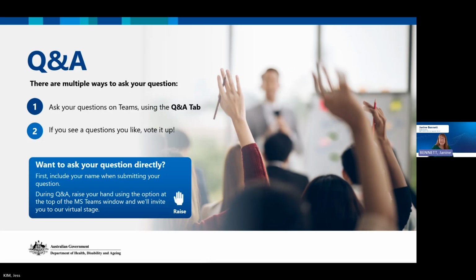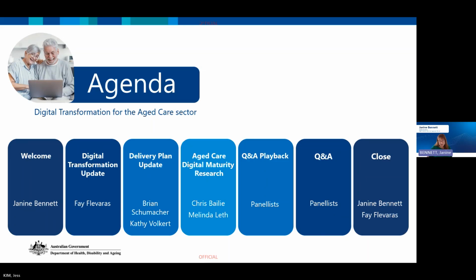Okay, today's agenda. Firstly, Faye Flavaris returns to Tech Talk today after a well-deserved European sojourn. So welcome back, Faye. Faye will be taking us through the digital transformation update. We then have Kathy Volkert from Services Australia, who's joining the department's Brian Schumacher to talk about the revised delivery plan. Chris Bailey with Melinda Leith will be joining us to do a presentation on the Aged Care Digital Maturity Research Project, and then we'll wrap up with our Q&A, including answers to some of the questions we've taken on notice at previous Tech Talks.